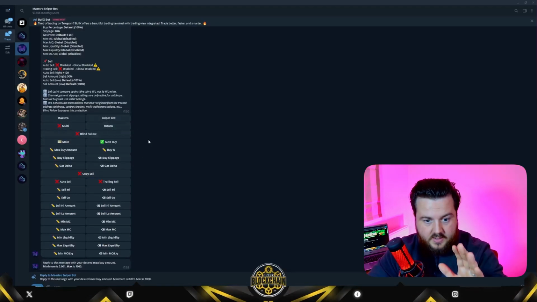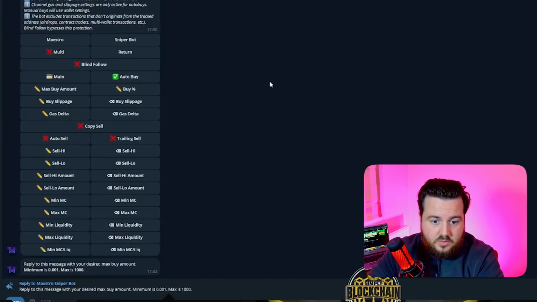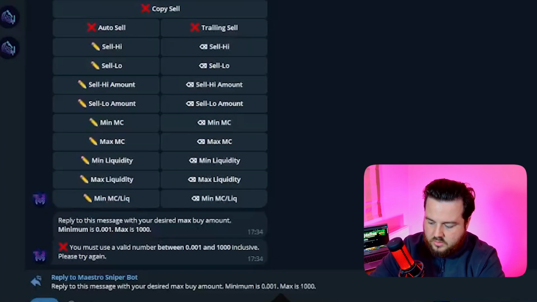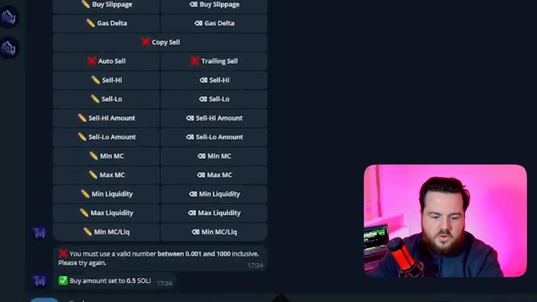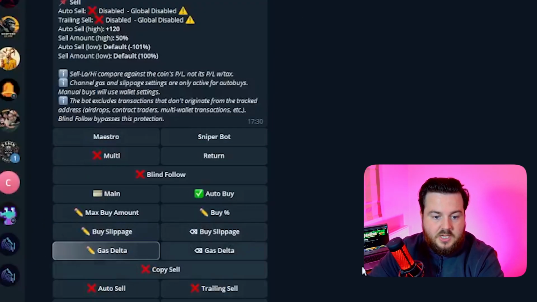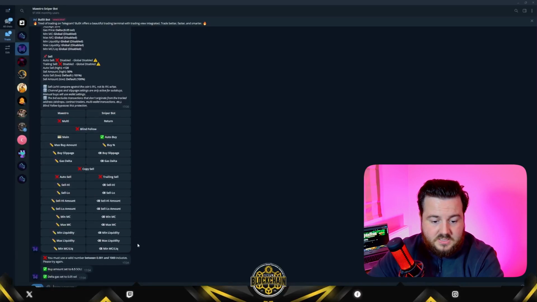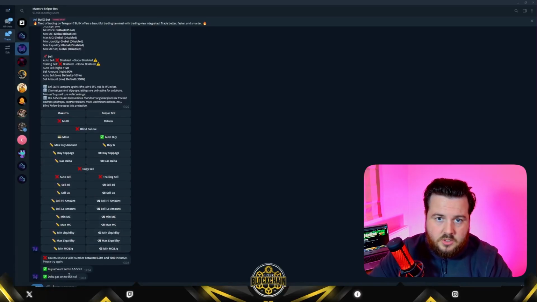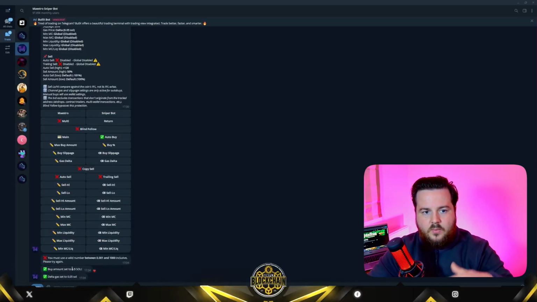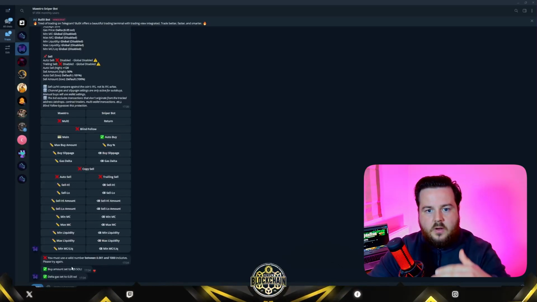On Solana, that is. But if you did want to auto buy, click auto buy, buy max amount. Let's just say you want to do 0.5, I don't know, for argument's sake. So that's set up. You can change the slippage and change the gas delta. Now what I would do is change the gas delta to 0.05 maybe. The higher the gas delta, obviously the more you're going to be paying, but the more money you pay, the faster you get in.